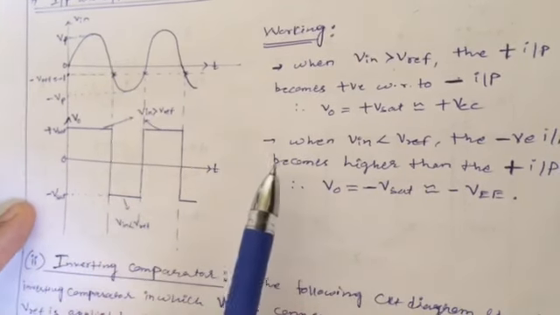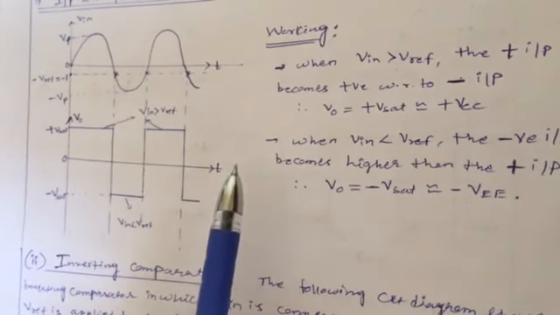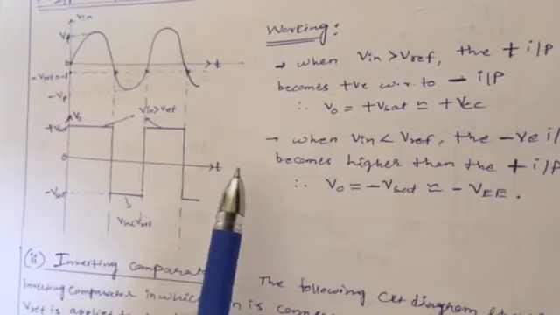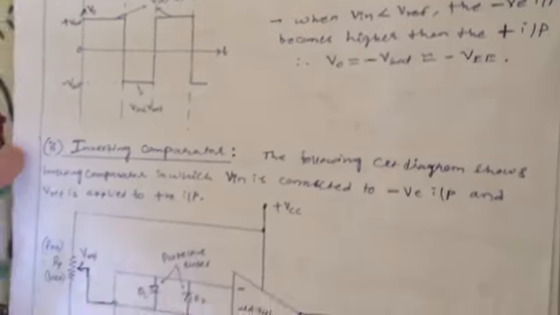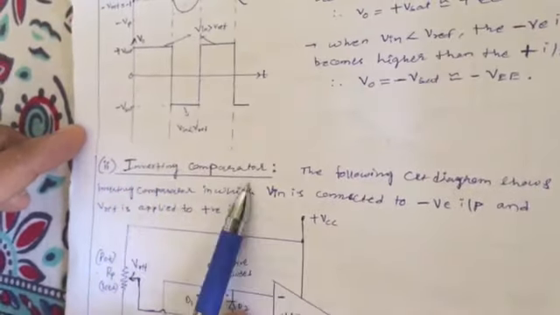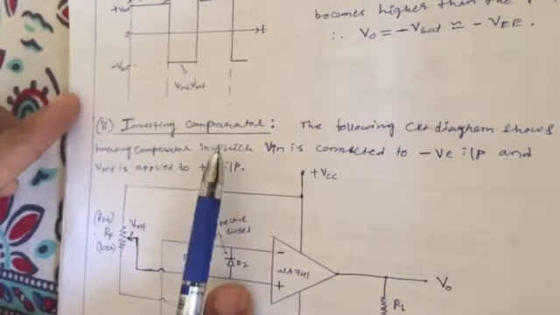So this is about the first case of the basic comparator, that is called the non-inverting comparator. Students, let us go for the second case, that is the inverting comparator. So we know what is an inverting comparator.